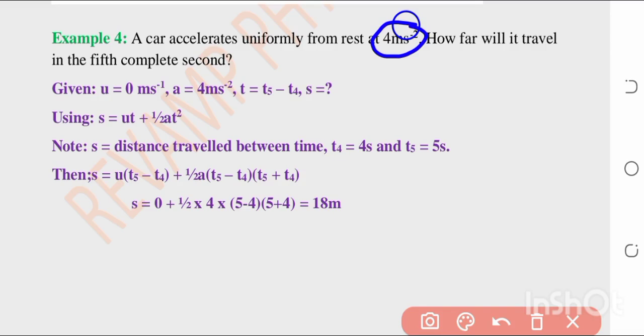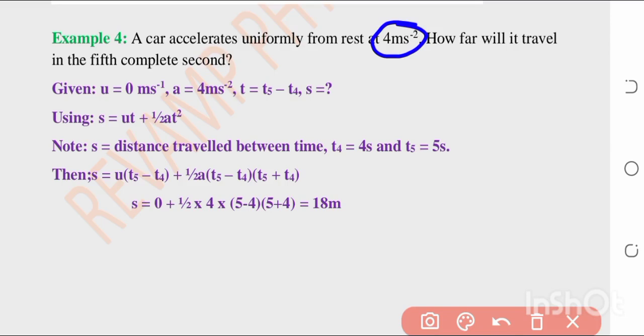This one is a bit different from all the questions we've been treating. Here we have: how far will it travel in the 5th second? That is, in the 5th second of the journey, not after 5 seconds, which is just the duration between the 4th and the 5th seconds. That is, the duration between when time t equals 4 seconds and when time t equals 5 seconds. That is what they want us to consider.